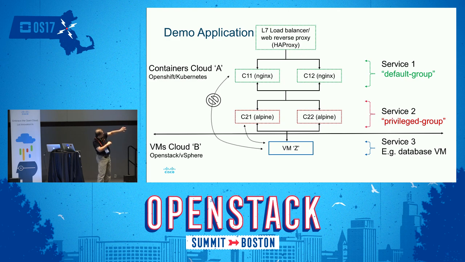We're going to create a logical service for that first tier, and we're going to assign it a group. We're going to call it the default group. We're going to have a tier for the second layer, and these containers are going to be assigned to the privilege group. The privilege group gets to talk to the virtual machines on the virtual machine cloud, and the containers in the default group do not get to talk to them. So this is essentially a form of micro-segmentation. We are segmenting even within the application, which components can talk across clouds, and what the communication patterns are within the cloud and across clouds.